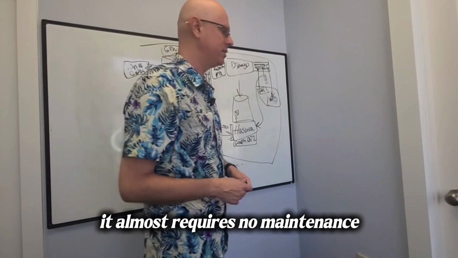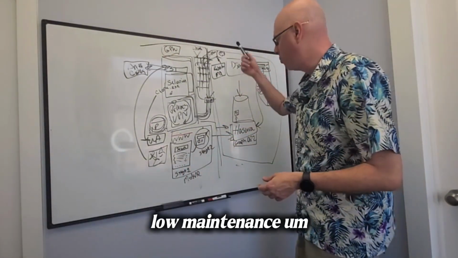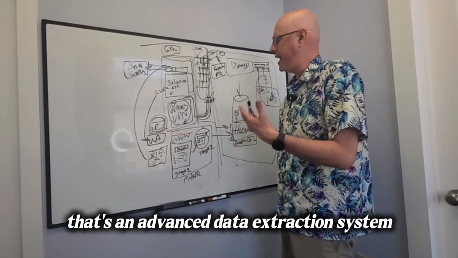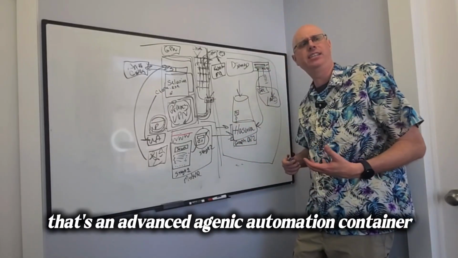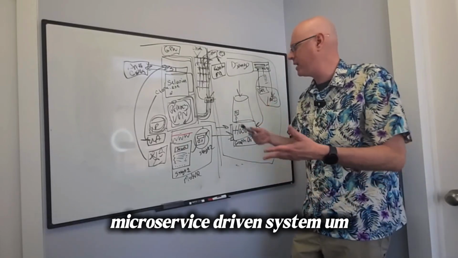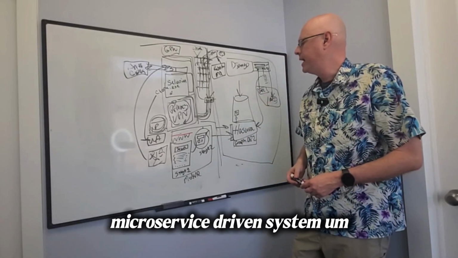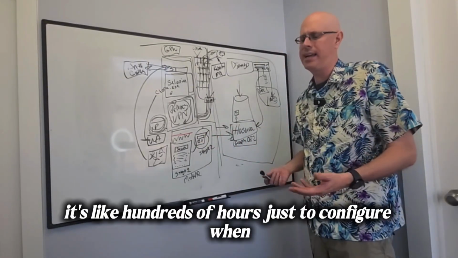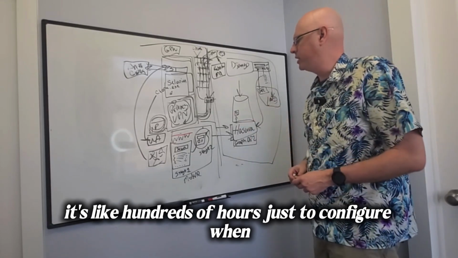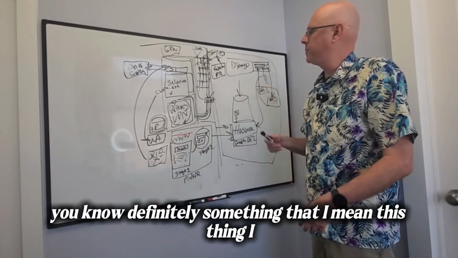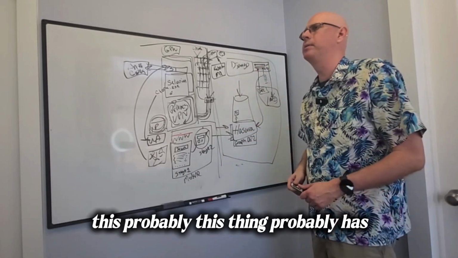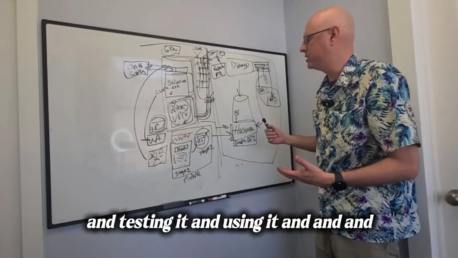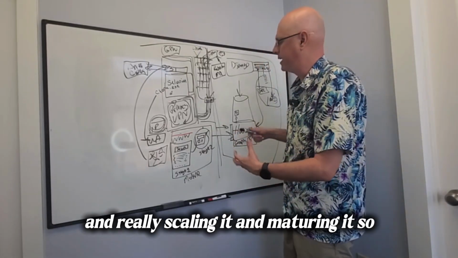I still have the whole Raspberry Pi cluster. It almost requires no maintenance. It's one of the best things I probably ever built in terms of low maintenance. So that's an advanced data extraction system. That's an advanced agentic automation container microservice-driven system. There's a lot to setting this stuff up. If somebody said, hey, I want you to build this for me, it's hundreds of hours just to configure when you know what you're doing. This thing probably has 50,000 man hours into building, testing, using, scaling, and maturing it.